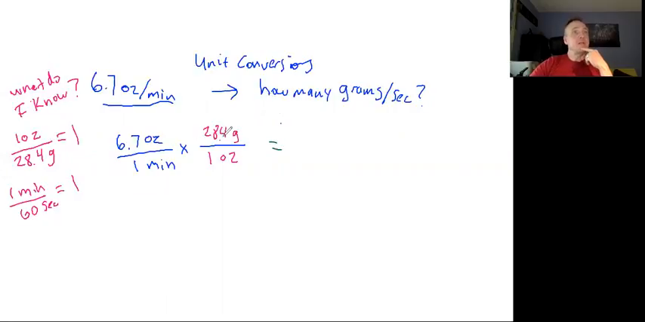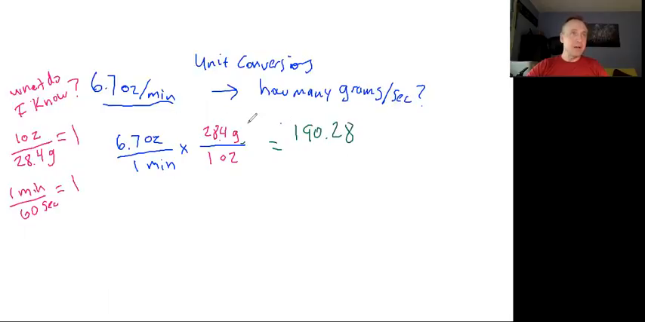And let's choose another color for equals. So now if I multiply these across, what am I going to get? Let's use my calculator here. I'm going to get 6.7 times 28.4. I get 190.28. Now, before I write my units down, notice that I've got ounces on the bottom here, ounces on the top here.